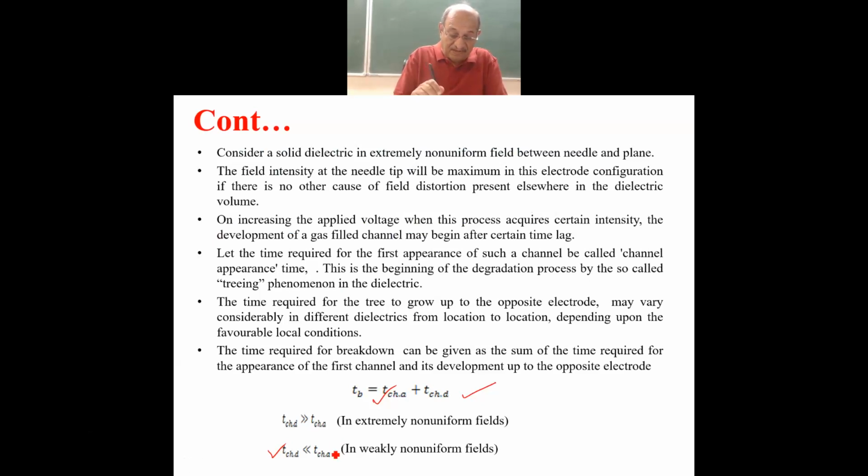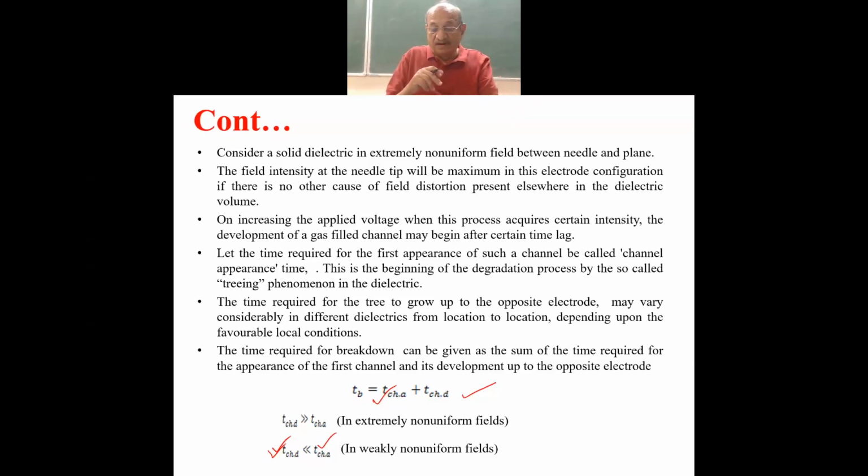And once there is appearance of the breakdown channel, as you can see it here, the TCHD is very, very small, that is almost equal to zero. This TCHD is almost equal to zero, but appearance of the breakdown channel may appear after a very long time. And in this case, the total time required for the breakdown is equal to TCHA, because TCHD is almost equal to zero.